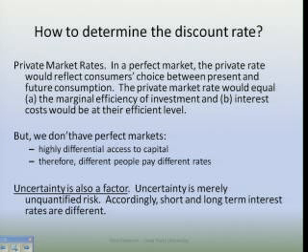So uncertainty is a factor, and what uncertainty is, is simply unquantified risk. But accordingly, short and long-term interest rates are different. For short-term interest rates, I have more certainty, less uncertainty, therefore I'm willing to accept a lower rate over a short period of time. Over a longer period of time, more uncertainty figures in, all kinds of things that can happen. And so I command a higher rate.